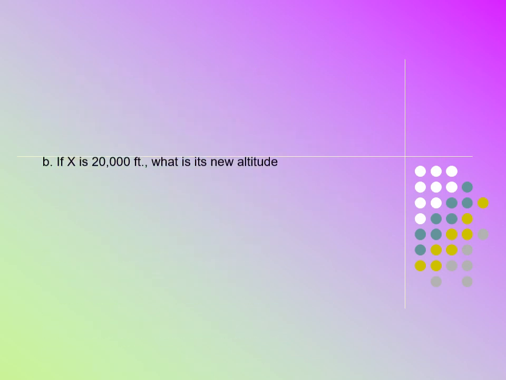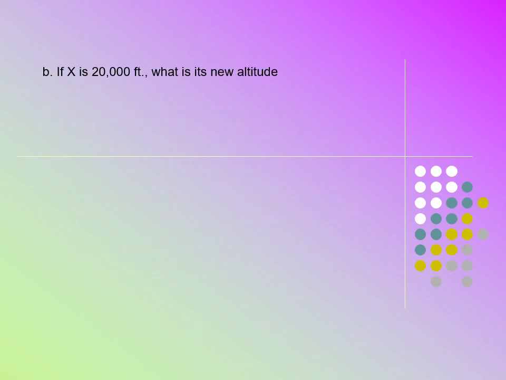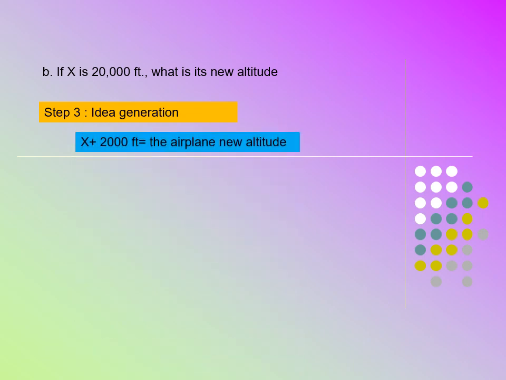For letter B, which is a sequel of letter A, if x is 20,000 feet, what is the new altitude? So again, the same problem, but x now is given. So we can now generate an idea. x plus 2,000 feet equals the airplane's new altitude. So this is now an equation, because we have an equality sign.